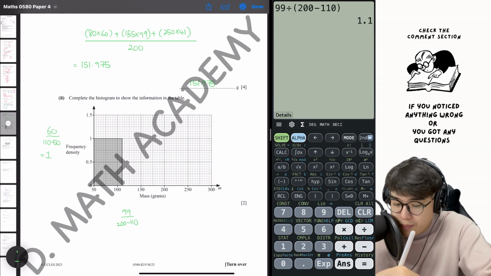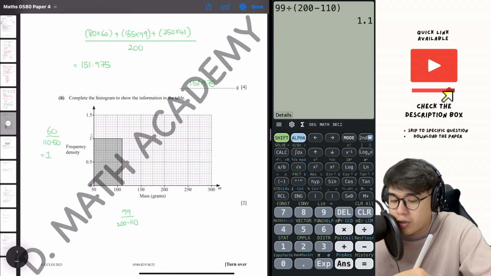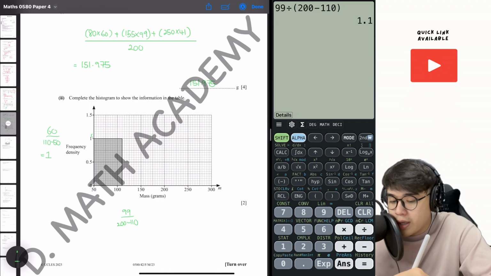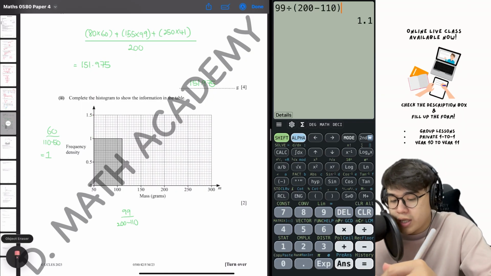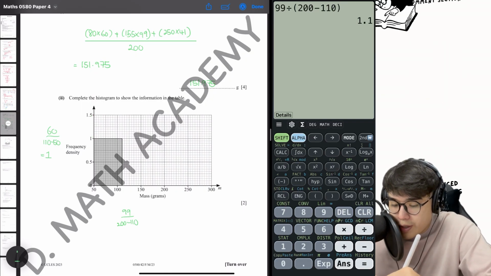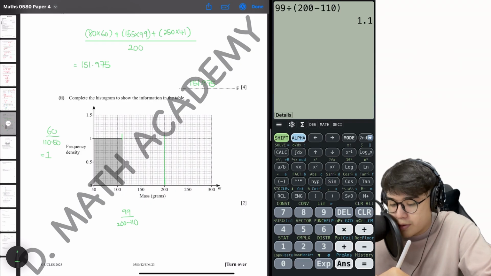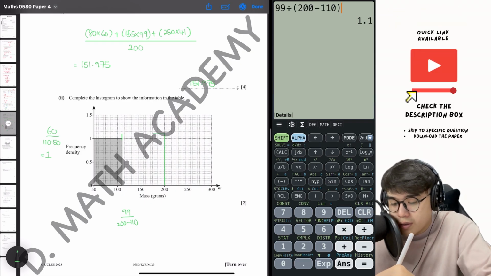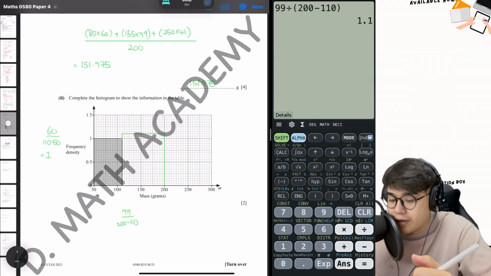It was 1.1. So you have to count the gap, knowing that every two boxes represent 0.1. 0.1, 0.2, 0.3, 0.4, 0.5. Yes. So the first group will be here all the way until this part. So this right here will be your second group's value.